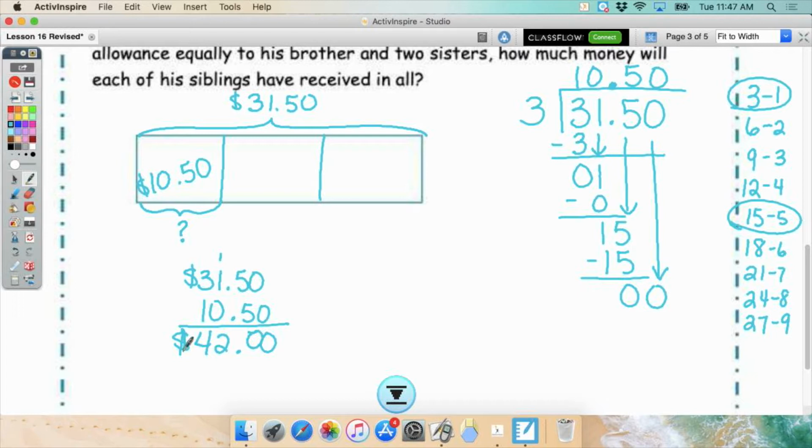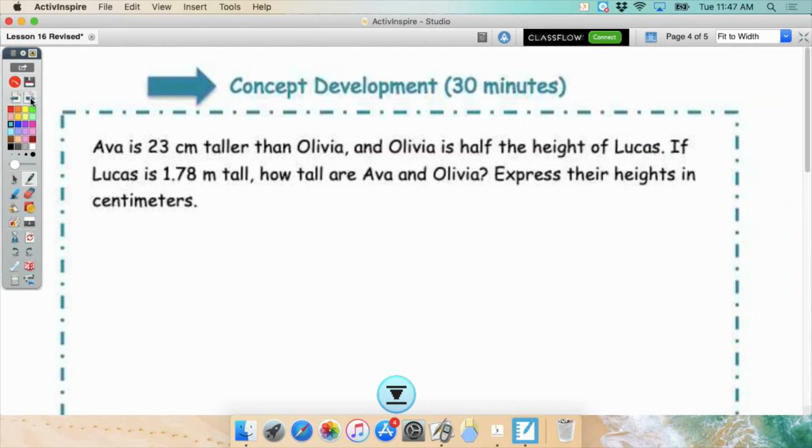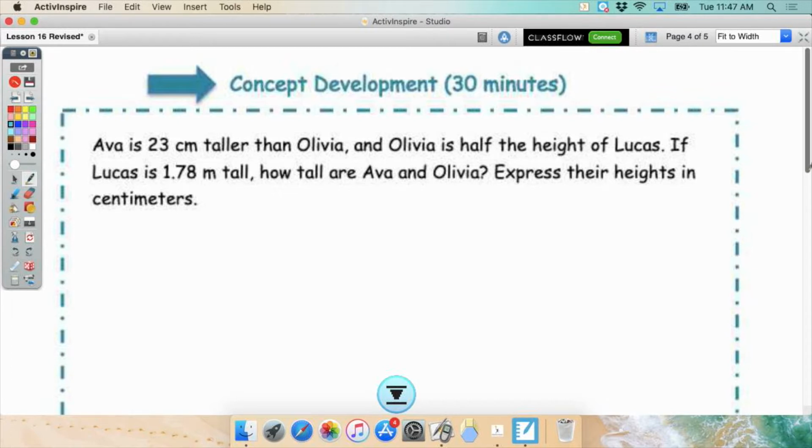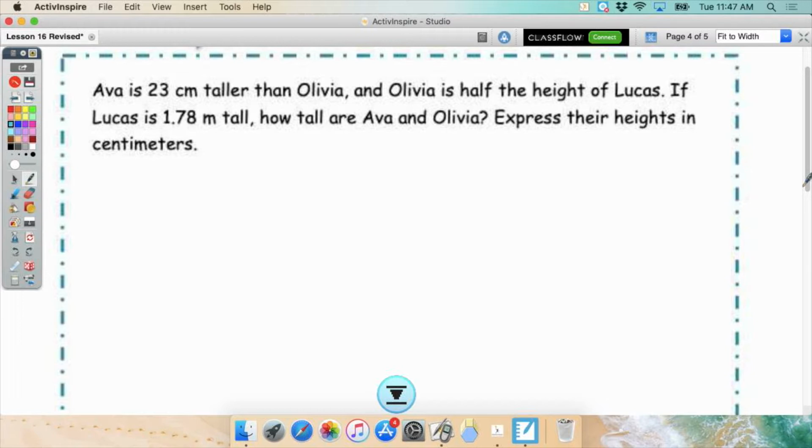Okay, let's do one more problem. It's really cool. It's about their height. So go ahead and turn it over. We've got 3 kids here. We've got Ava. She's just going to be an A. Olivia, an O. And Lucas, an L. And those are the 3 siblings of John's, okay?